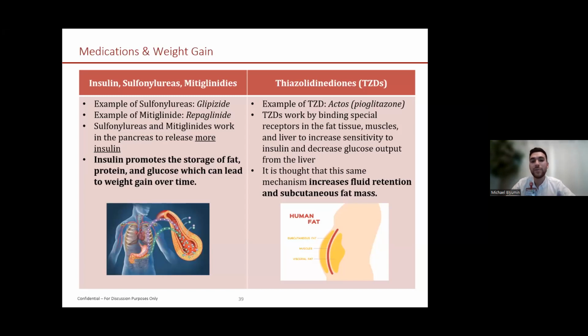So fundamentally, based on the way it works, it can contribute to weight gain. Now, the TZDs, things like Actos, work by binding a special receptor in fat tissue, muscles, and the liver to increase sensitivity to insulin and decrease glucose output from the liver. That's how it works. And the same mechanism is responsible for increasing fluid retention and adding to subcutaneous fat. So some patients may see some swelling, that's the fluid retention. And some patients may see a little bit of increase in subcutaneous fat.